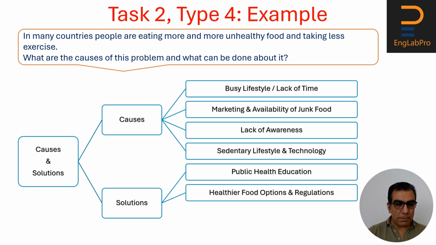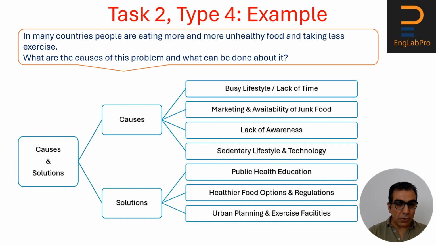The next one could be healthier food options and regulations. I mean, government can control junk food advertising, especially to children, and also there could be taxes on unhealthy food and maybe subsidies on fruits and vegetables can be useful. The third solution could be urban planning and exercise facilities, for example. Cities can create more parks, bike lanes, public gyms, for example, to encourage physical activity.